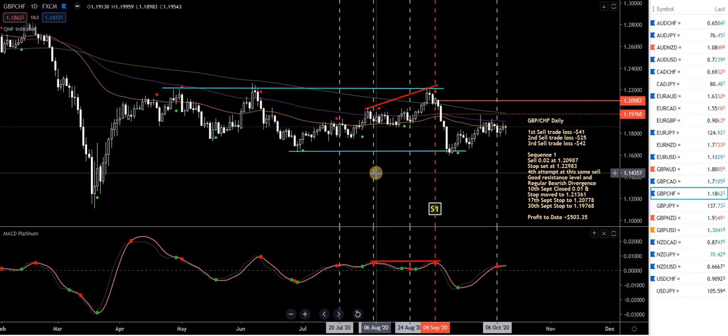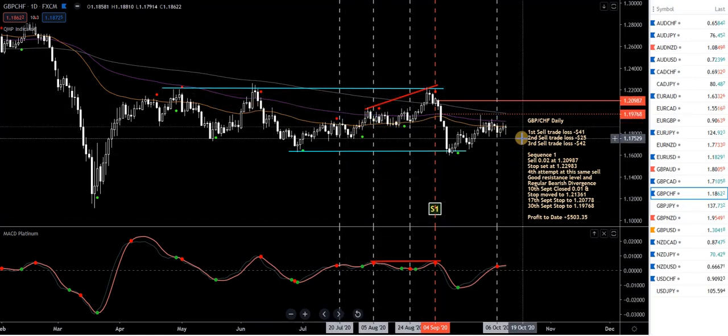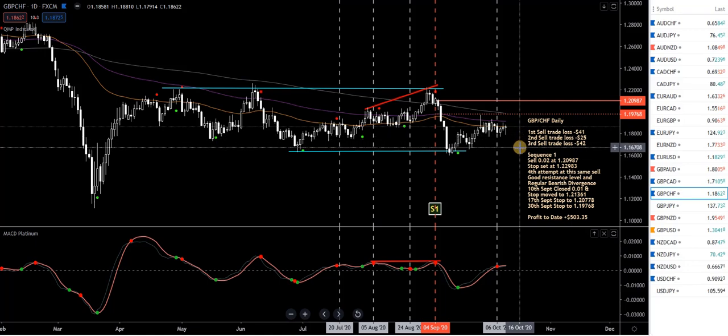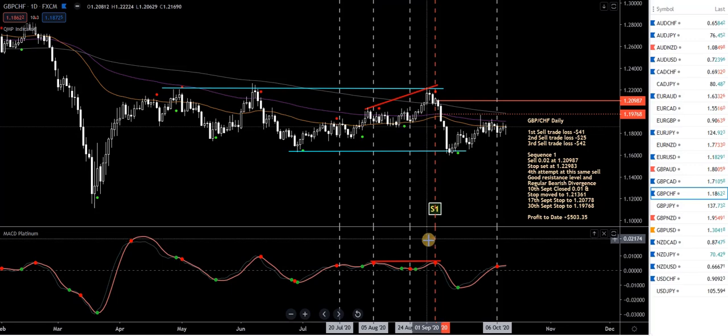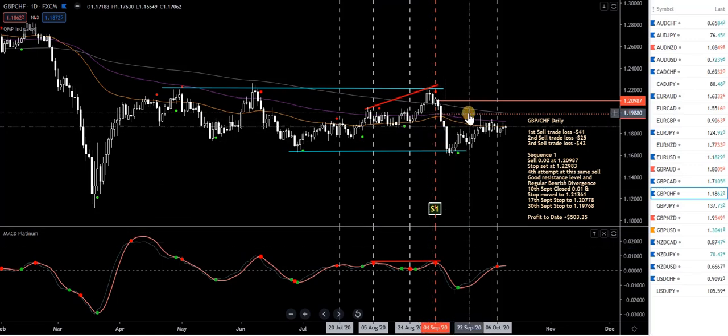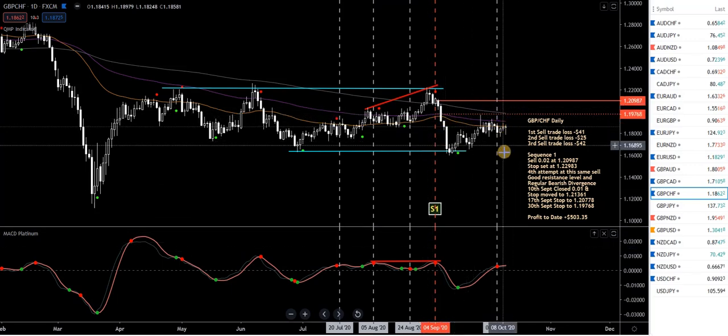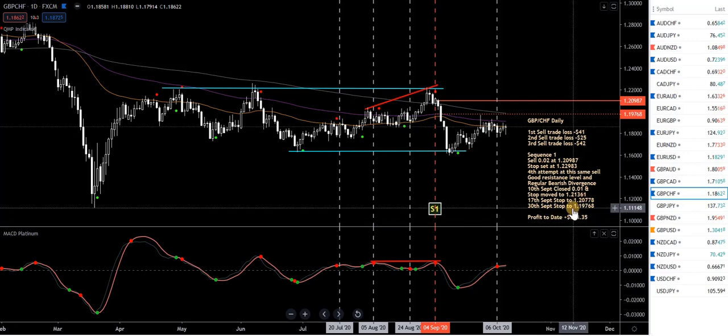These grey lines here were previous sells I took. As you can see, first sell, second sell, third sell, where I lost. Trying to make up on it, eventually got the right one, which is this one. Already closed half, locked in a bit of profit. So it's a pair I like trading. Pound Swiss on the daily charts, a nice mover.